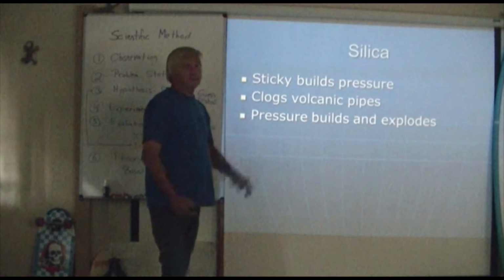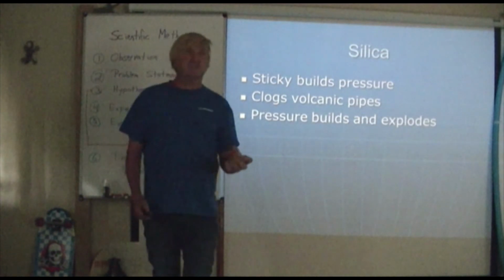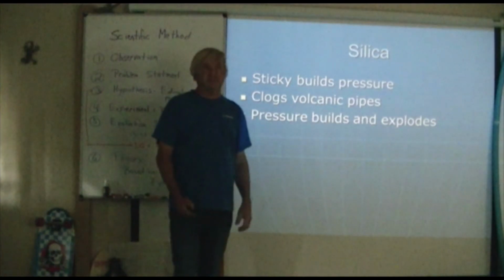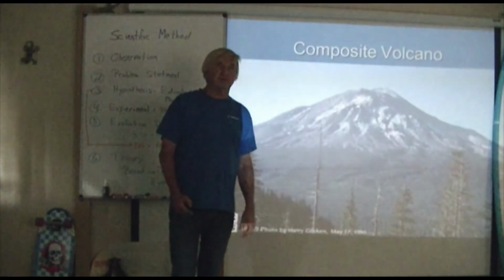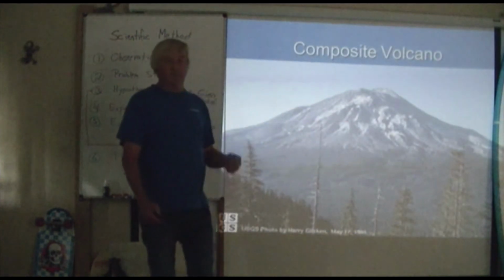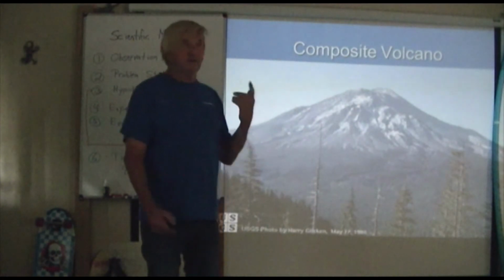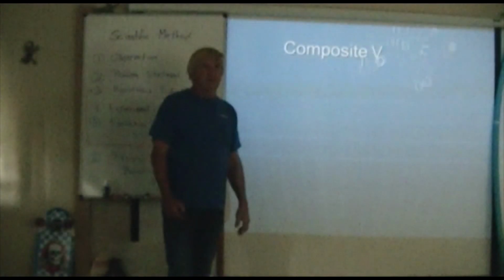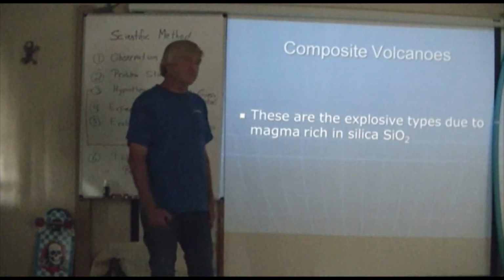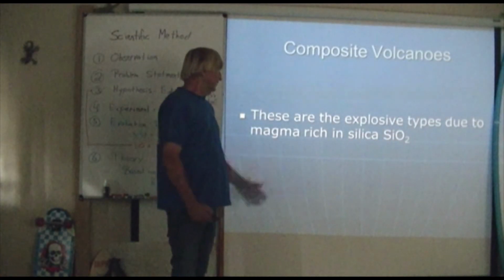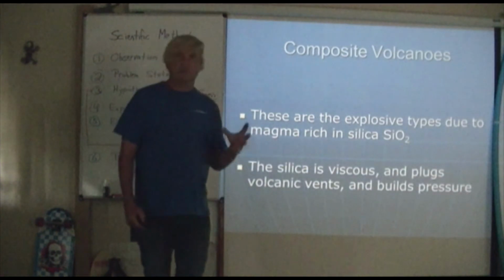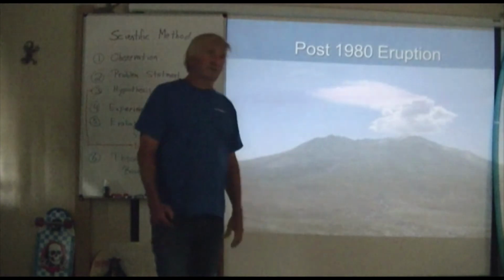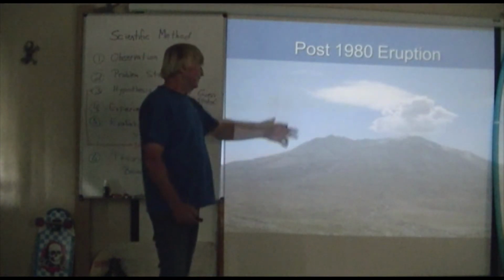So silica is very viscous, it's very sticky, it builds a lot of pressure, it clogs those volcanic pipes, and this is why those types of volcanoes erupt. So composite volcanoes, stratovolcanoes, are very explosive because of the quartz content. So these composite volcanoes are explosive because of the silica. I kind of repeated this because I really want you to understand the difference between iron-rich and silica-rich. This is Mount St. Helens after the 1980 eruption.